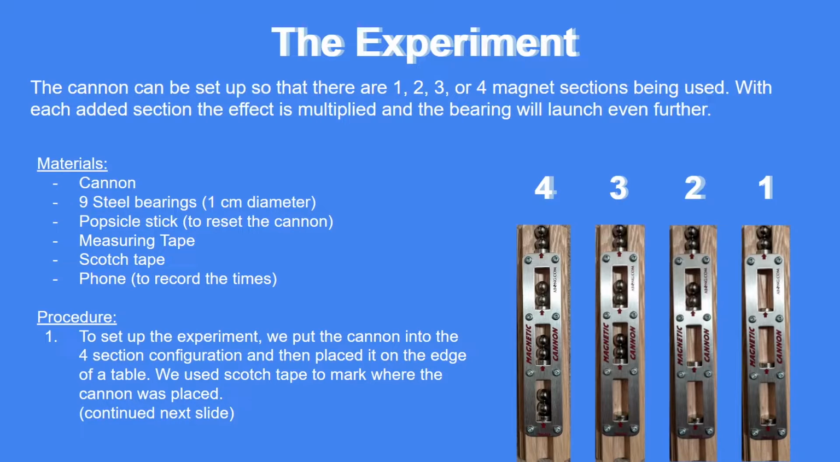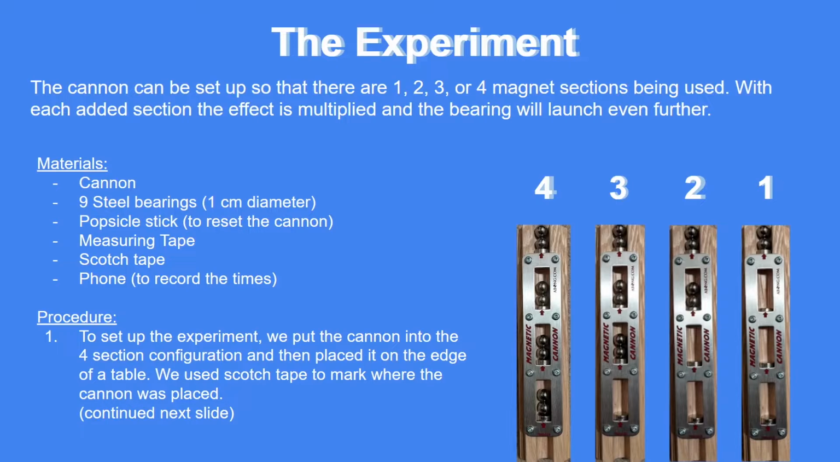A popsicle stick, which you have to use to reset the cannon. Fun fact, behind the scenes. Also, measuring tape, like the clothing kind that you can lay flat and it's not all metal. As well as scotch tape and a phone to be able to record the times.